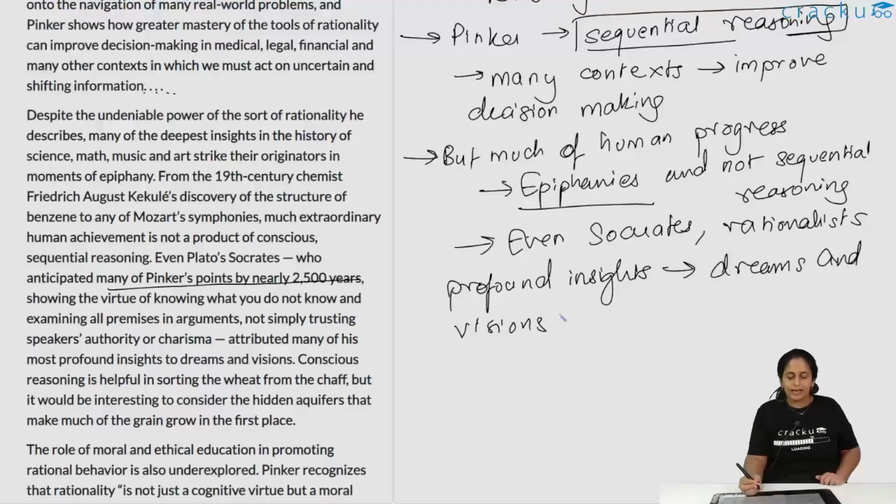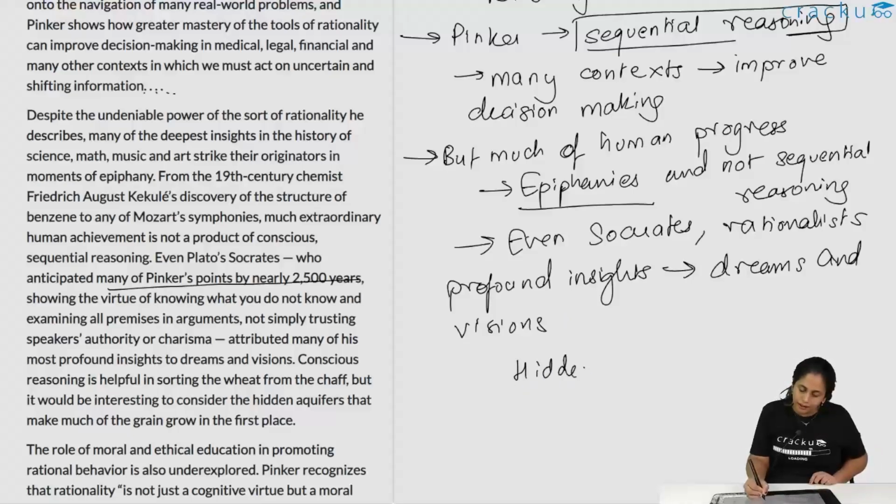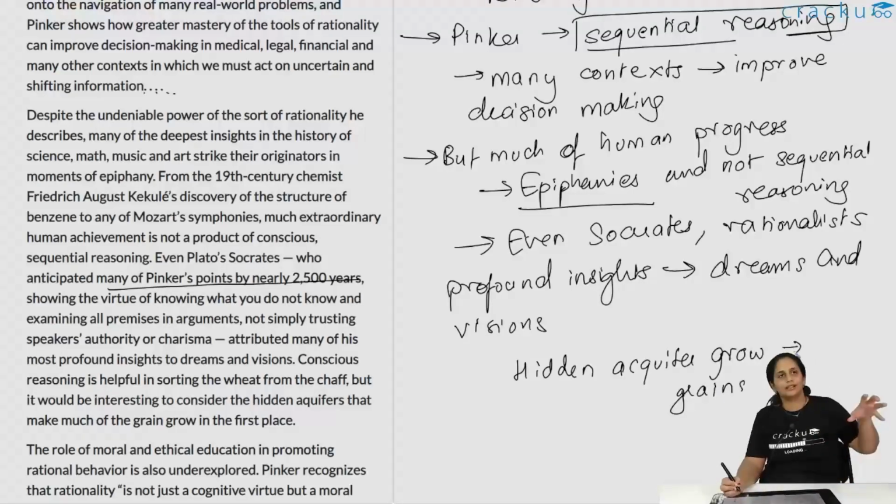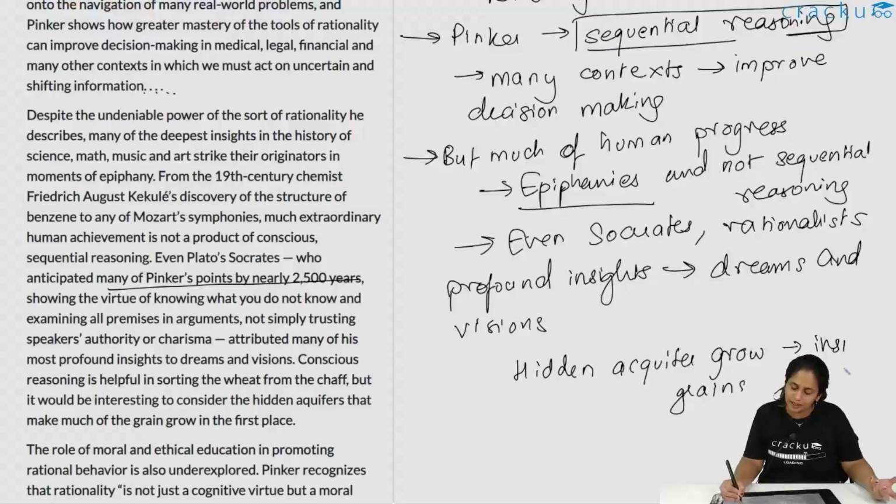Conscious reasoning is helpful in sorting the wheat from the chaff, but it would be interesting to consider the hidden aquifers that make much of the grain grow in the first place. So this is a metaphor, okay? So the metaphor is basically about how you actually get the ideas. So hidden aquifers grow grain basically means the springs, etc., the hidden sources of inspiration as such. These are the inspiration. These are dreams, visions that suddenly come to you.